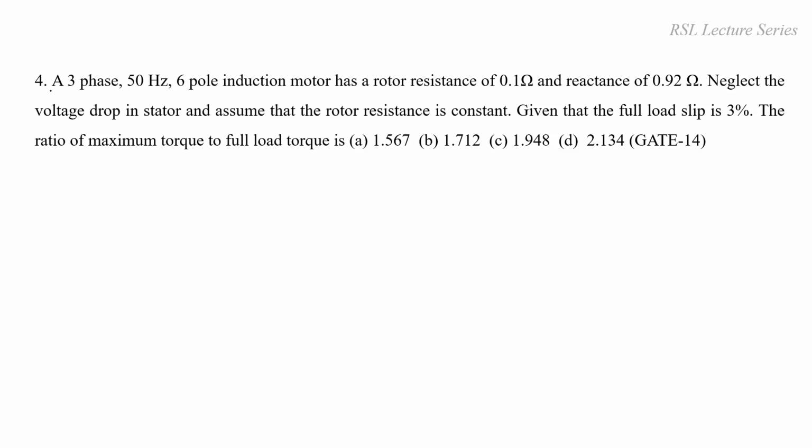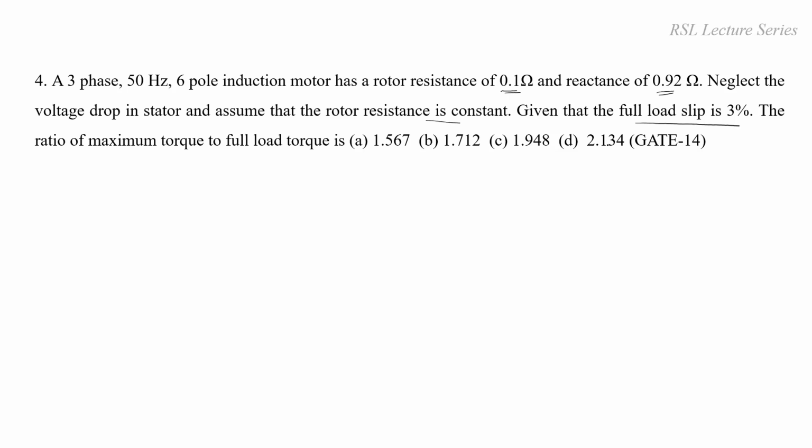Now the fourth question: a three-phase 50 hertz 6-pole induction motor has a rotor resistance of 0.1 ohm and a rotor reactance of 0.92. Neglect the voltage drop in the stator and assume that the rotor resistance is constant. The full load slip is 3%. We have to find out the ratio of maximum torque to full load torque. The options are 1.567, 1.712, 1.948 and 2.134.